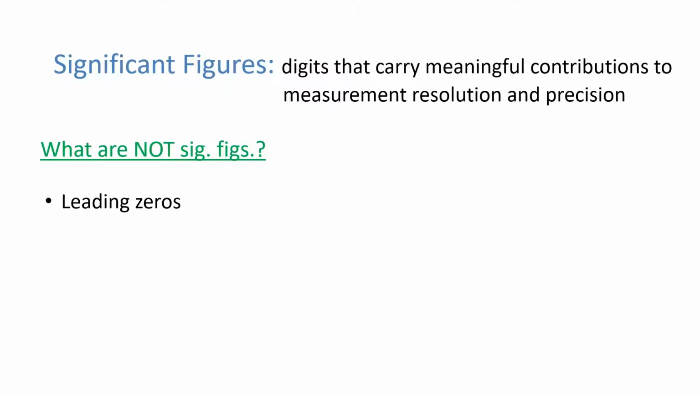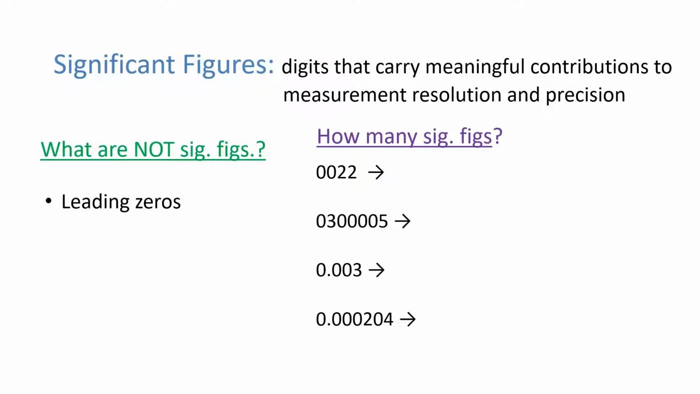The first are known as leading zeros. Here I have a few examples, and we're going to go through and figure out how many sig figs each value represents. In the first one, the leading zeros are, starting from the left, moving to the right, any zero until you hit the first non-zero number. So there's our first non-zero, and then after that we have another non-zero. Here we have leading zeros, so this would just represent two sig figs.